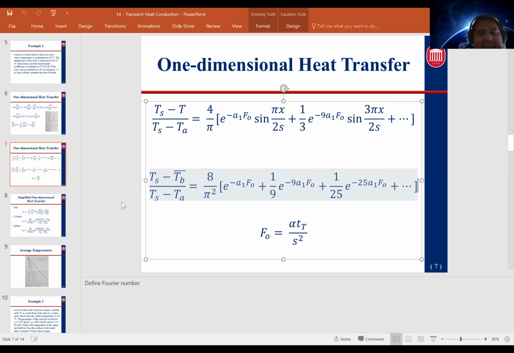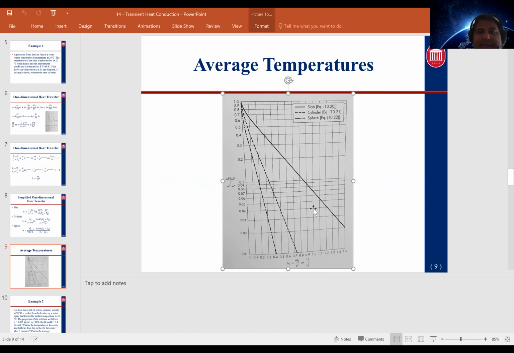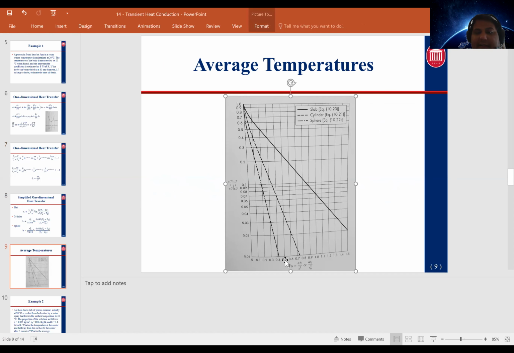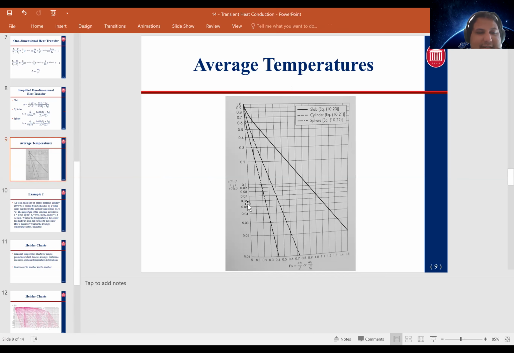An easier way to consider this system is through use of graphs such as this one that gives you an idea of, based on the Fourier number, what can we expect in terms of those temperature ratios. And a lot of times it's much better to look at this than having to solve the series solution, right? Because we're engineers, we see math beyond a certain point, we'd like, okay, how can we graph it? Even if the graph is ugly, let's use that instead.